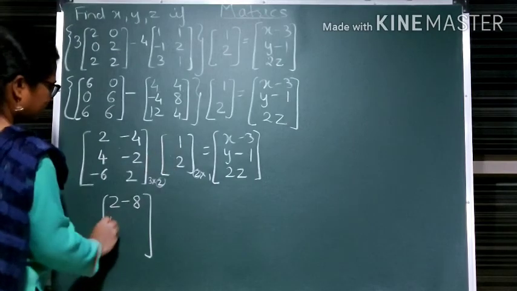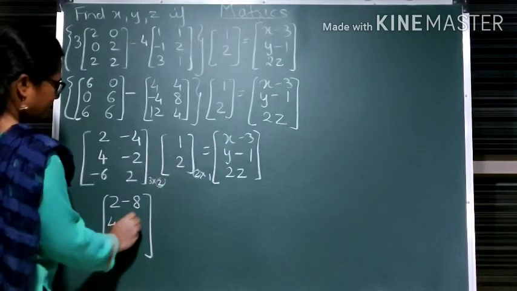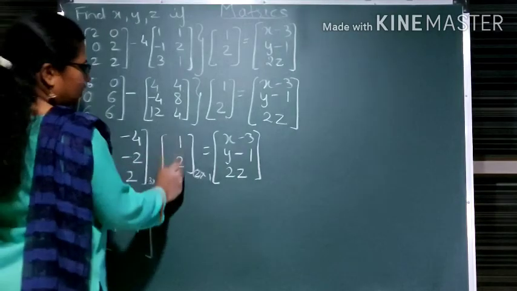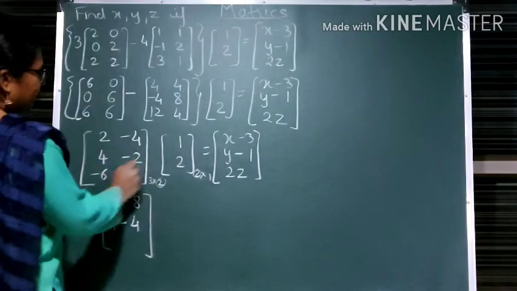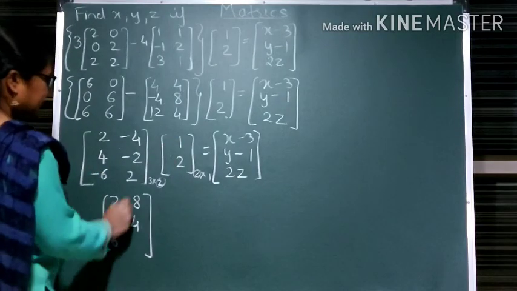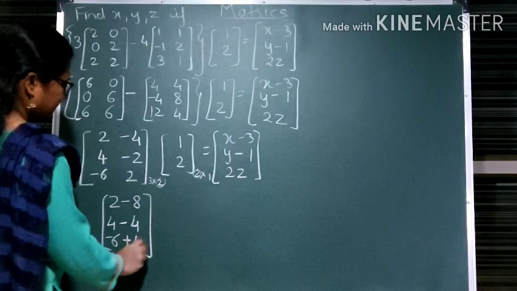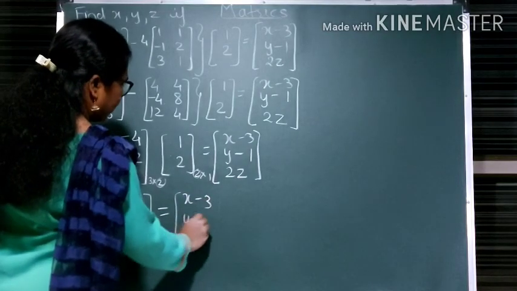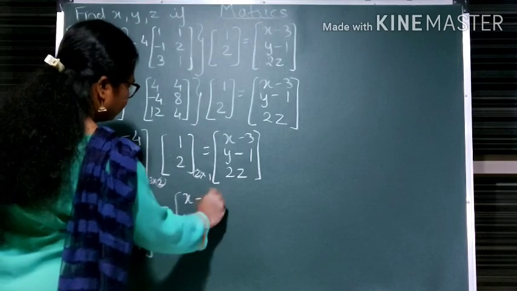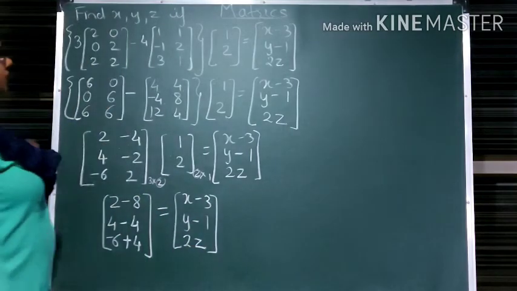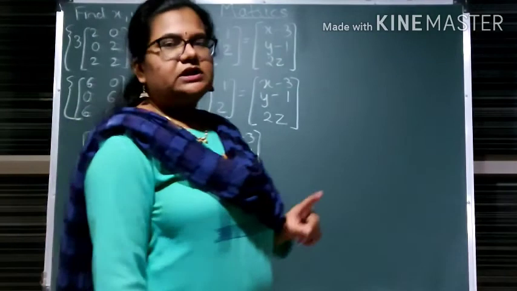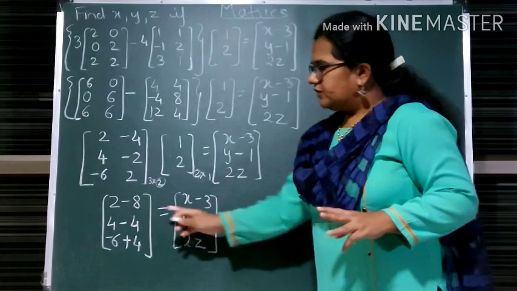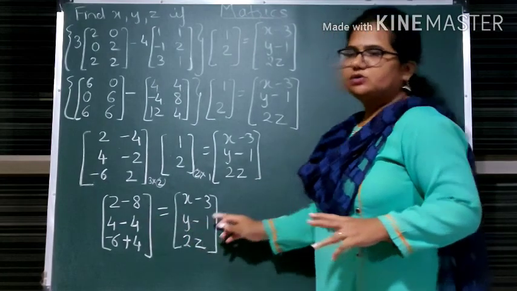4 into 1, 4, minus 2 into 2, minus 4. Then second row with this column is over. Move to the third row. Minus 6 into 1 is minus 6 and 2 2s are 4. So plus 4. This is equal to x minus 3, y minus 1 and 2z. So here you observe, first I did scalar multiplication, then subtraction and then matrix multiplication. Now we come to a stage where LHS is equal to RHS.